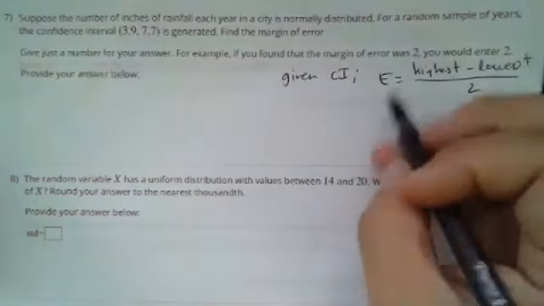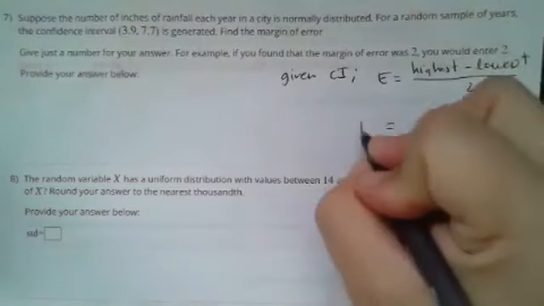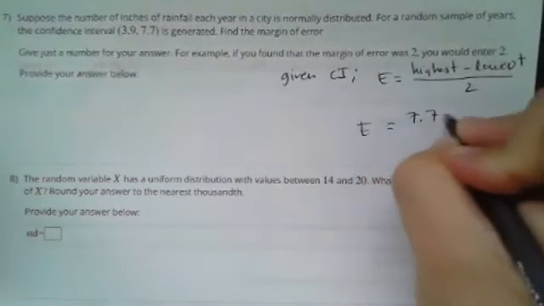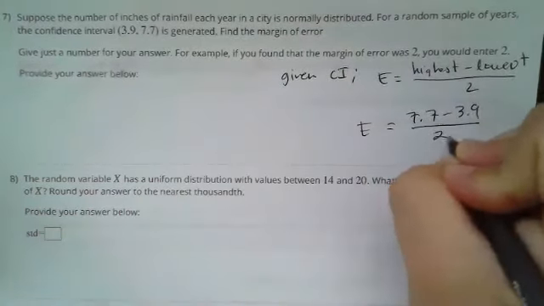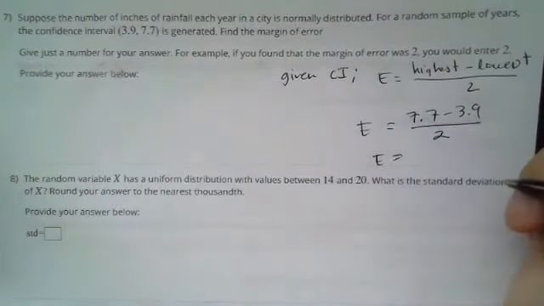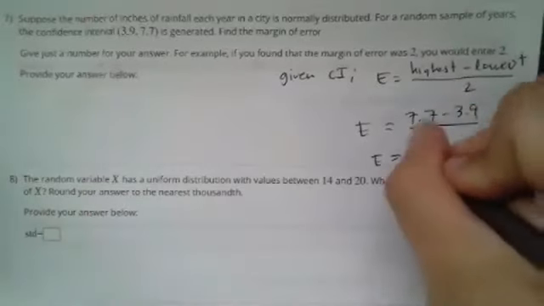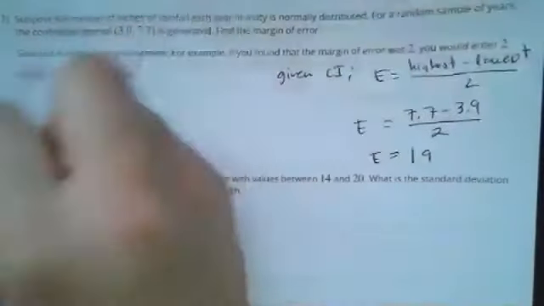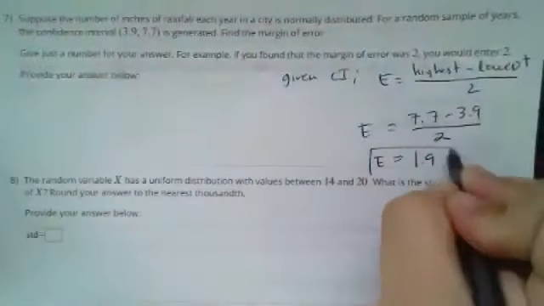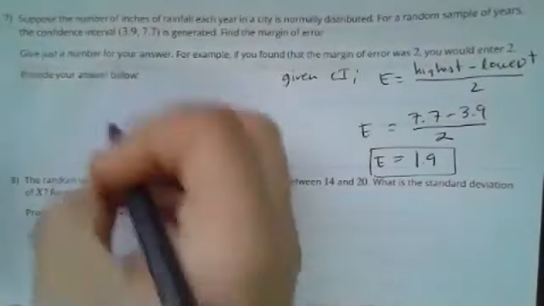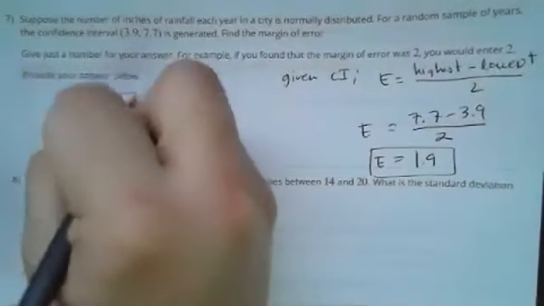So the error would be 7.7 minus 3.9, and that's divided by 2, and that ends up being 1.9, and that's it. So, you know, your answer is just 1.9. Okay.